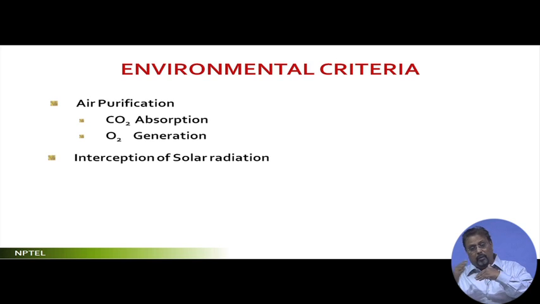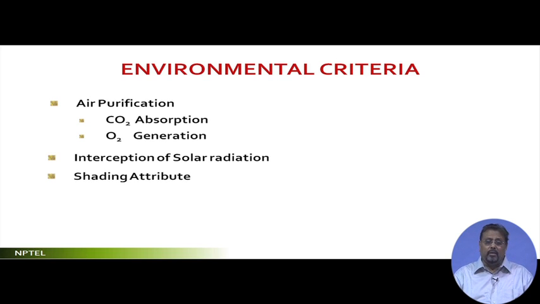The solar radiation comes and hits the tree, is obstructed, and does not reach the lower part, whether it's a pavement or a building, and the building and the pavement remain cooler. So this interception capability has to be judged. My research is going on in this particular area as well. Shading attributes: not only how much it is intercepting, but also how much it is shading. That means the volume or the mass, and how it is affecting the shading zones, matters. So that is another, shading attributes.